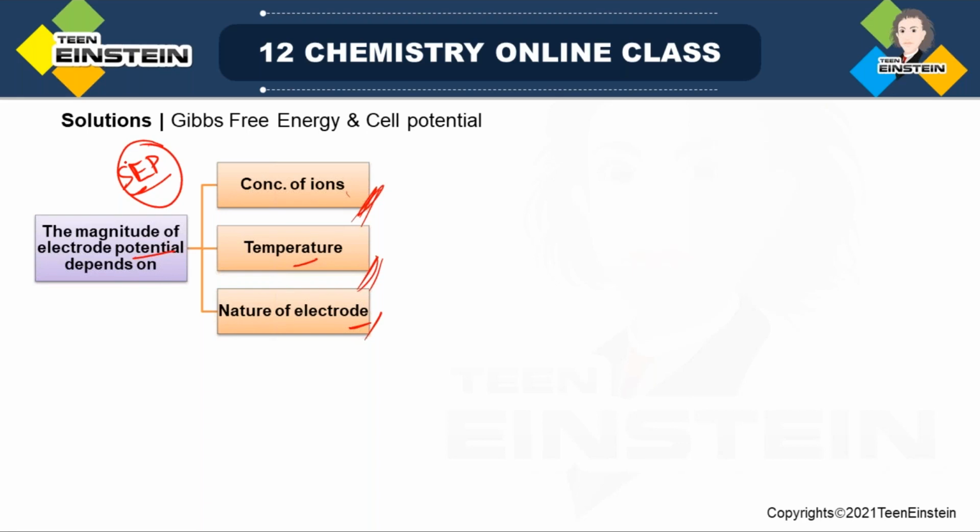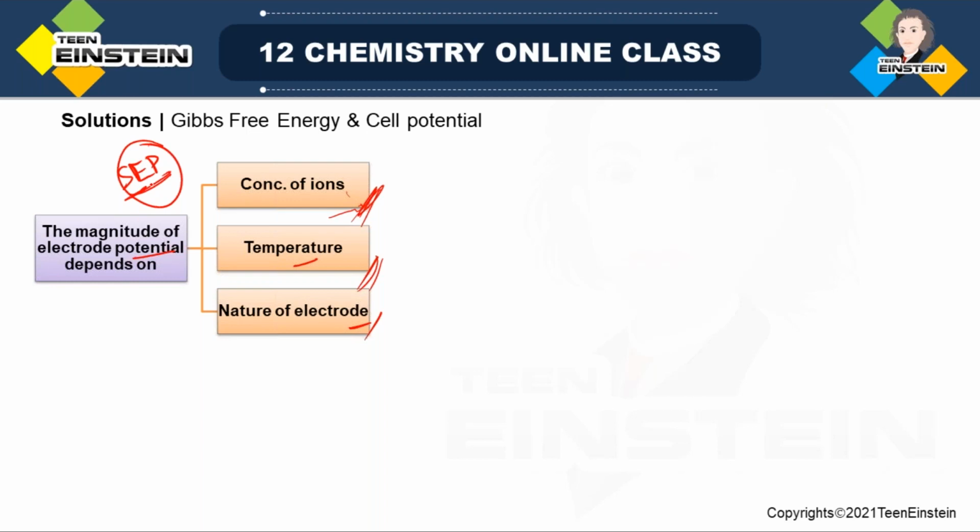Now when you are actually doing the cell reactions, it may be that you are not working at room temperature, the temperature is something else, and the concentration of ions is not necessarily always 1 molar. So in that case, the standard electrode potential value will not work.